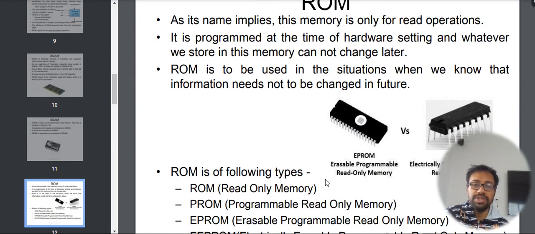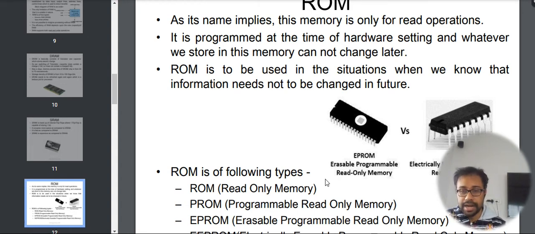Now coming to the ROM chip. The other name of the ROM chip is the soft board. Okay, we call it soft board. As the name implies, the memory is only for read operation. It is programmed at the time of hardware setting. Whatever we store in this memory cannot be changed later. So the memory is fixed. You cannot make it dynamic. Whatever is written inside will stay.